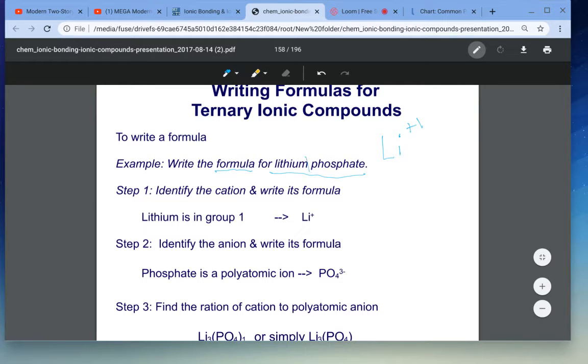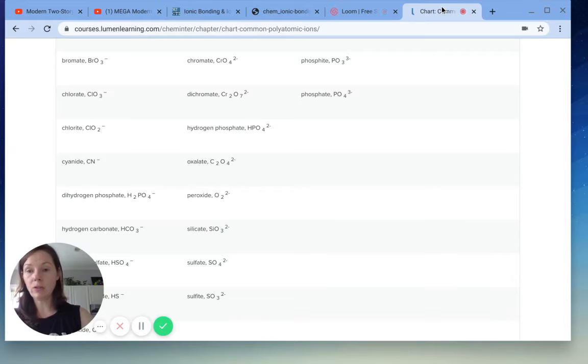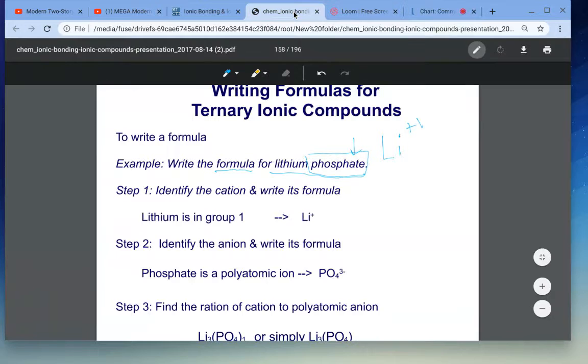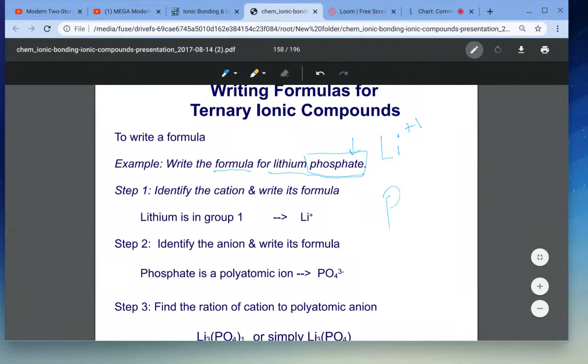And then phosphate, okay, that's a polyatomic ion. I'm just going to go to my chart. For example, I have this chart here. I'm going to look at phosphate. Let's see, right here. Here it is. So what's the charge of that? A 3-. So let's go back. I know my PO4 3- has a charge of a -3.